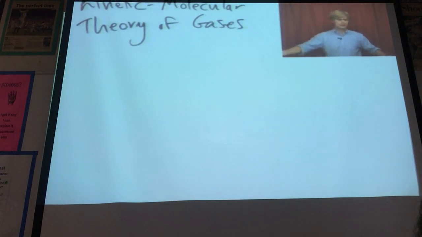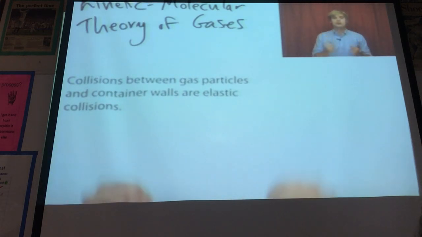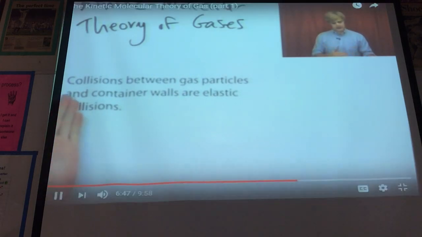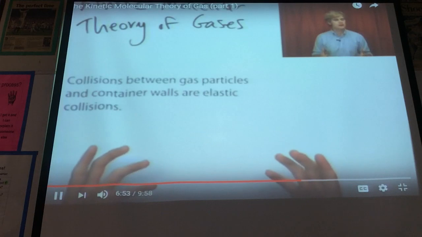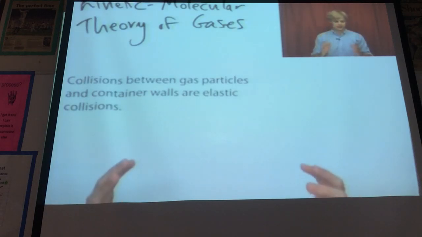Now, let's think about those bounces a little bit more. There are a variety of ways for things to bounce into each other. And here we say that collisions between gas particles and container walls are elastic collisions. What's an elastic collision? Let's think about two balls of slime. These two balls of slime on either side of me come together, and what's going to happen? They're just going to hit each other and go, bleh. This is what we call an inelastic collision.